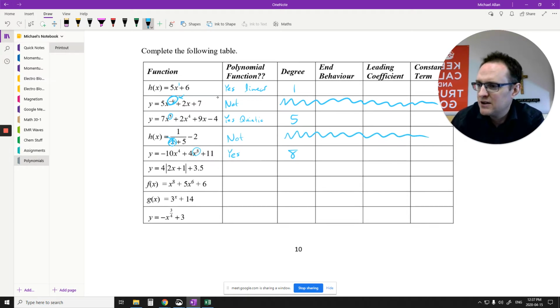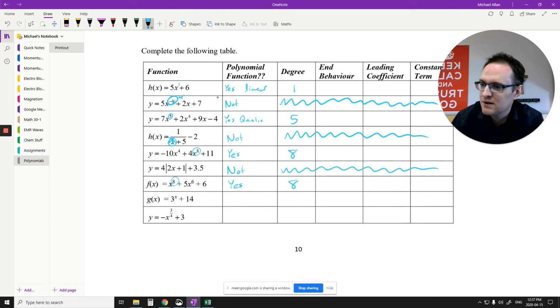Okay. This one has these weird bars. These bars are called absolute values, and absolute values are not a polynomial. It's a different type of operation. We call that an absolute value function. This one is. Yes, it is. It has a highest degree of 8.